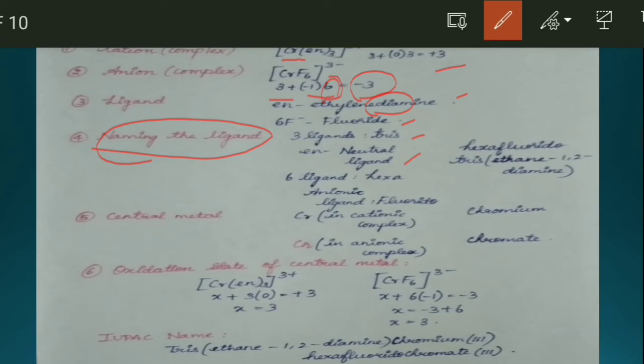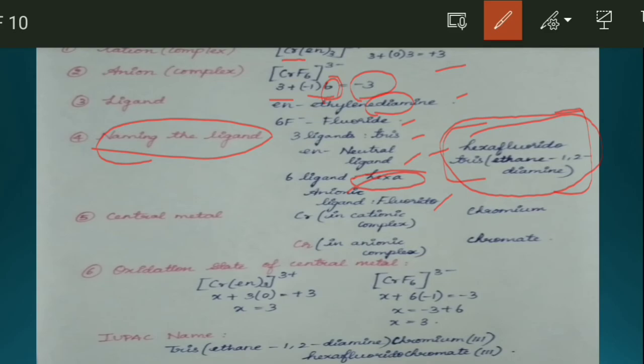And next we are going to name fluorine. We have 6 fluorine, so hexa, and it is an anionic ligand, so fluorido. Hexafluorido, tris ethane 1,2 diamine. Sorry, this is the name of the ligand. It is not the name of the complex. This is the name of the ligand.